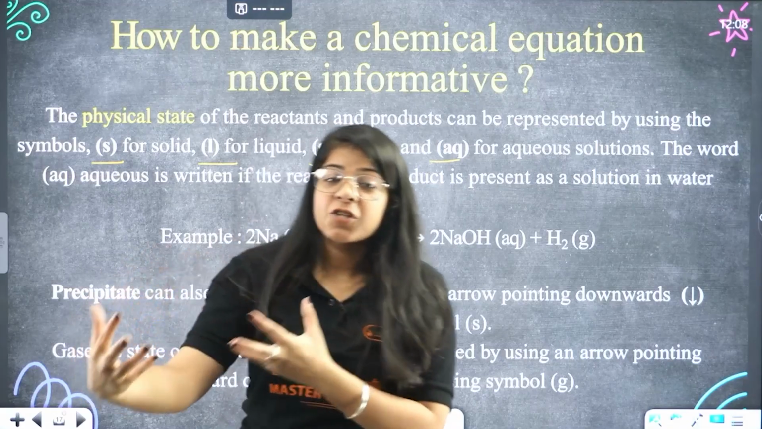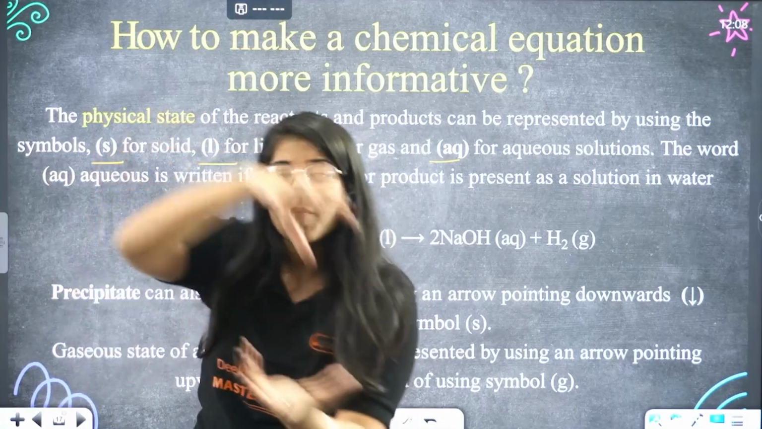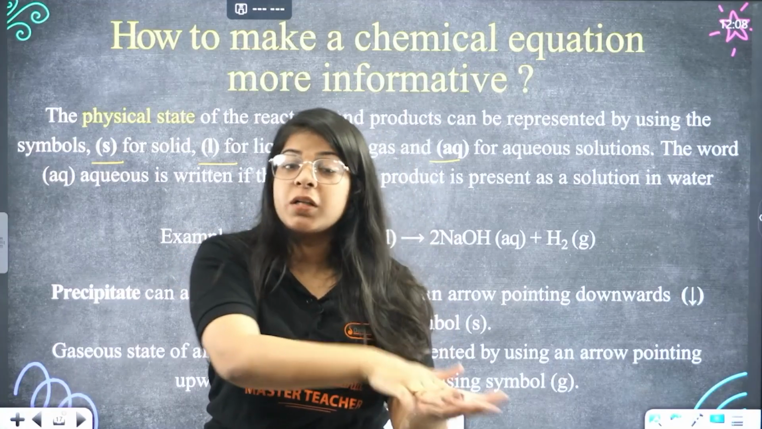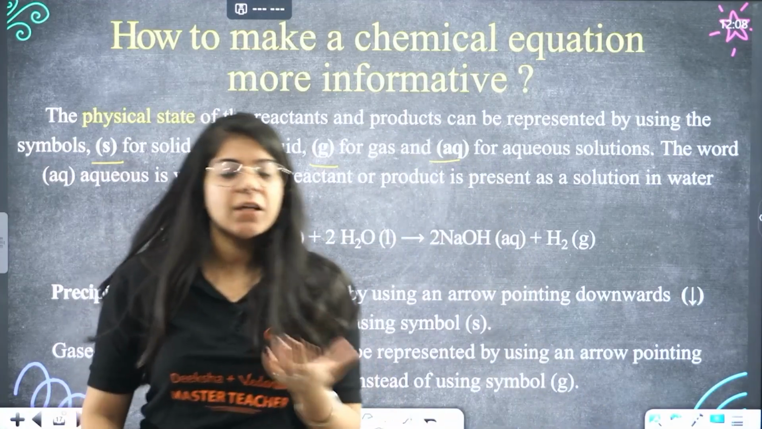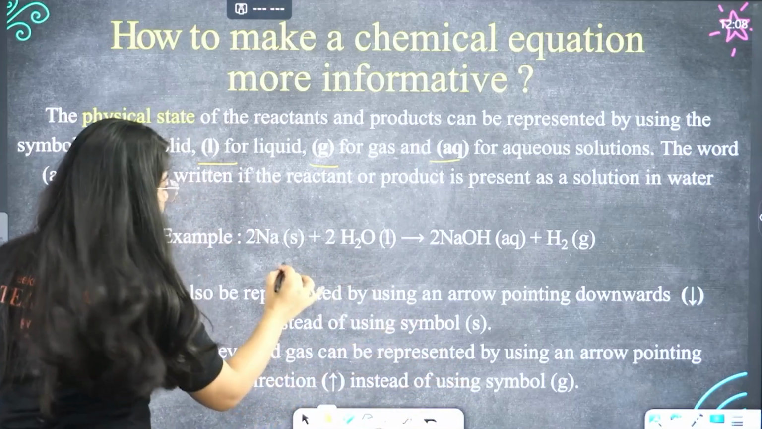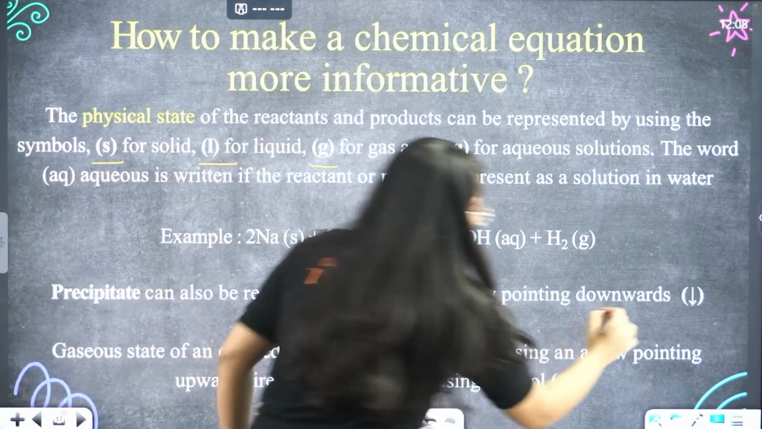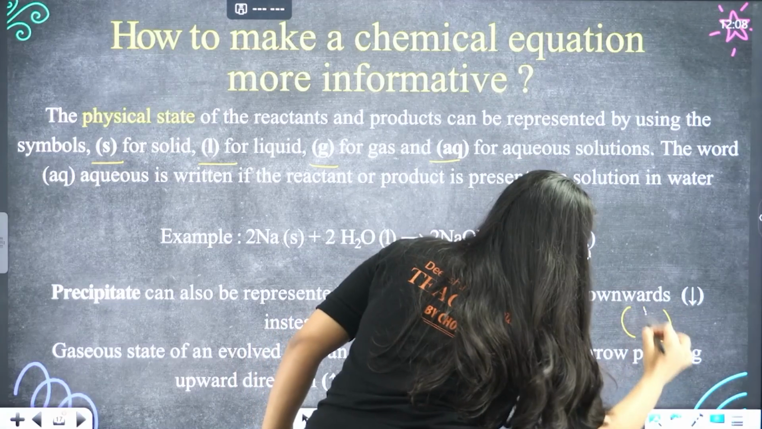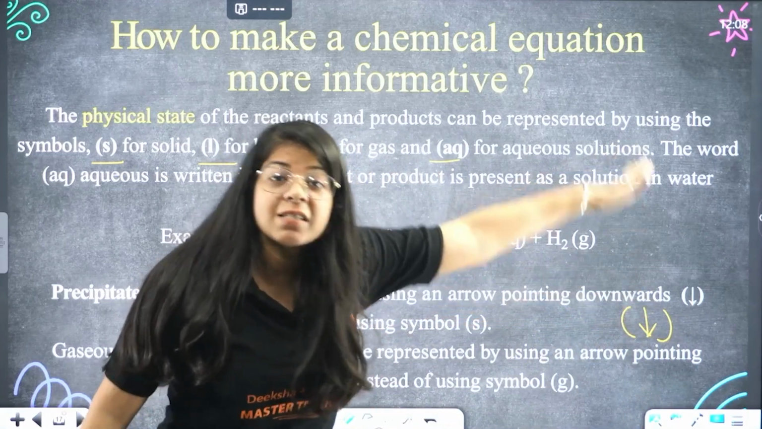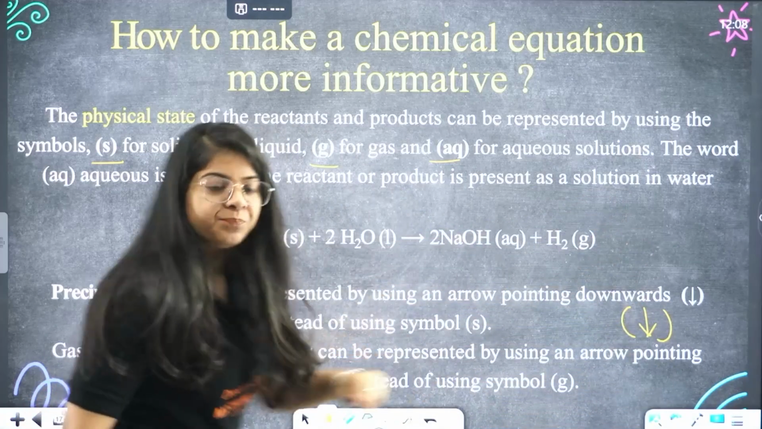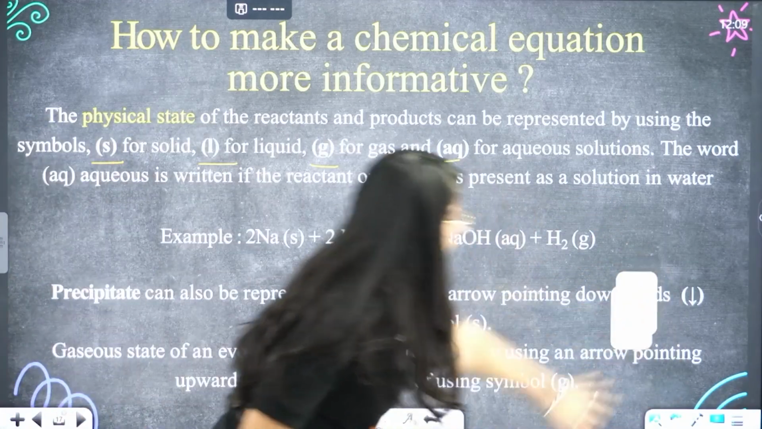Mainly it's a reaction in which some reactants react, and some of the products settle down in the water or in any other solution. To depict that, we can write P, but we don't generally do that. We make an arrow pointing downwards. That means whatever that thing is, it's settling down, right? And instead of using the symbol S, that is it.